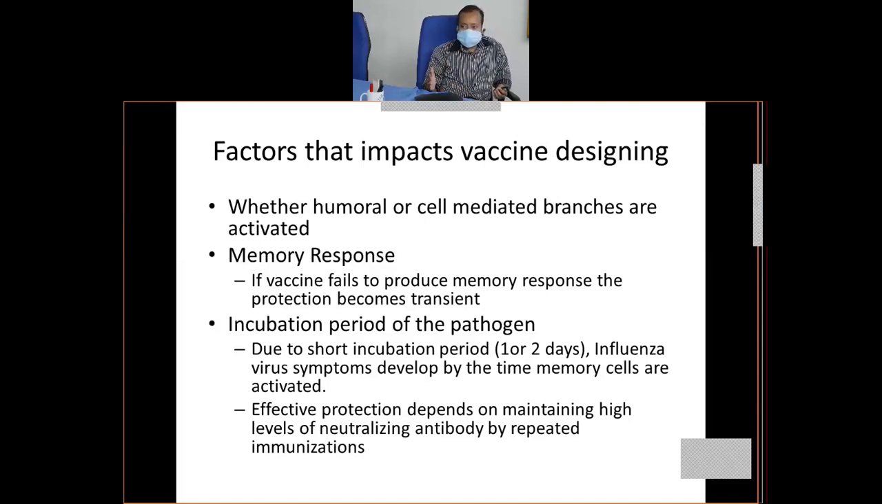However, if the incubation period is long, say poliovirus, where the symptoms never develop before 3 days, their memory cells can take care. So that's why in the case of this polio vaccine, you don't require repeated injections on a per year basis.